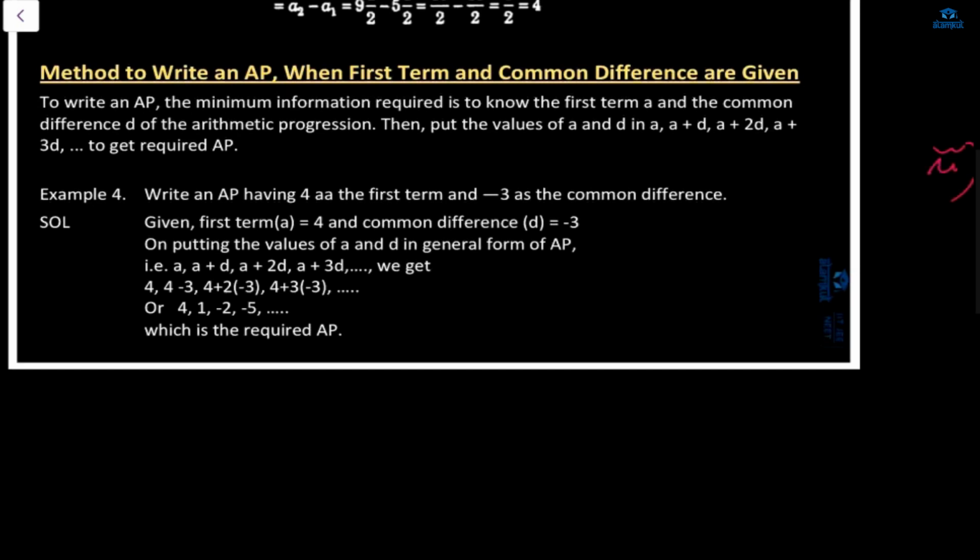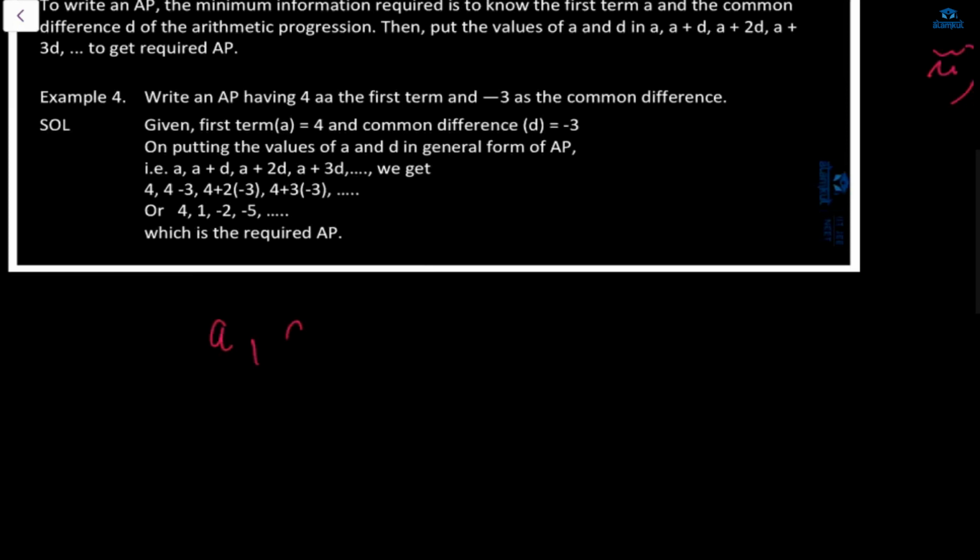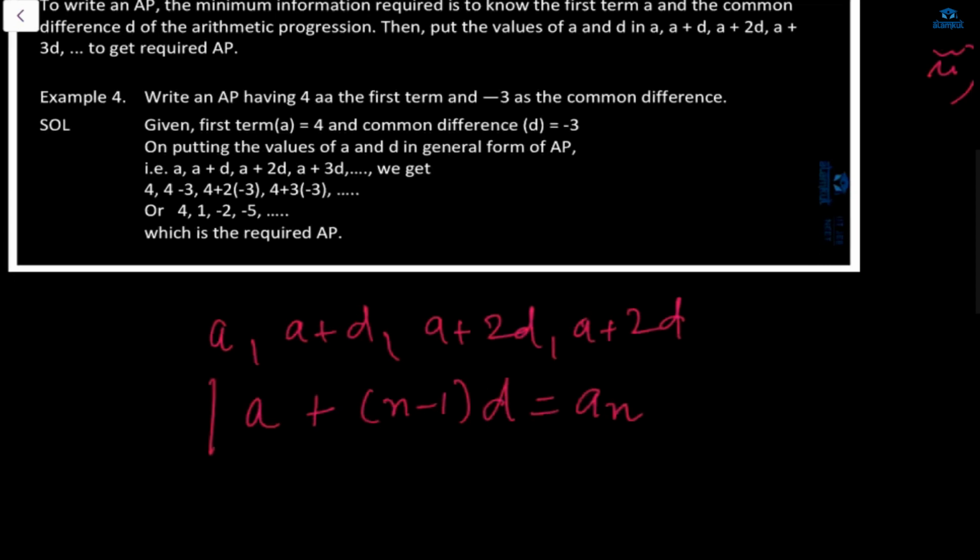So already I've told you what is the formula to find the terms. First one, A plus D, A plus 2D, A plus 3D, okay? So what was the general formula? It was A plus (n minus 1) D. Any term you can find with this formula.